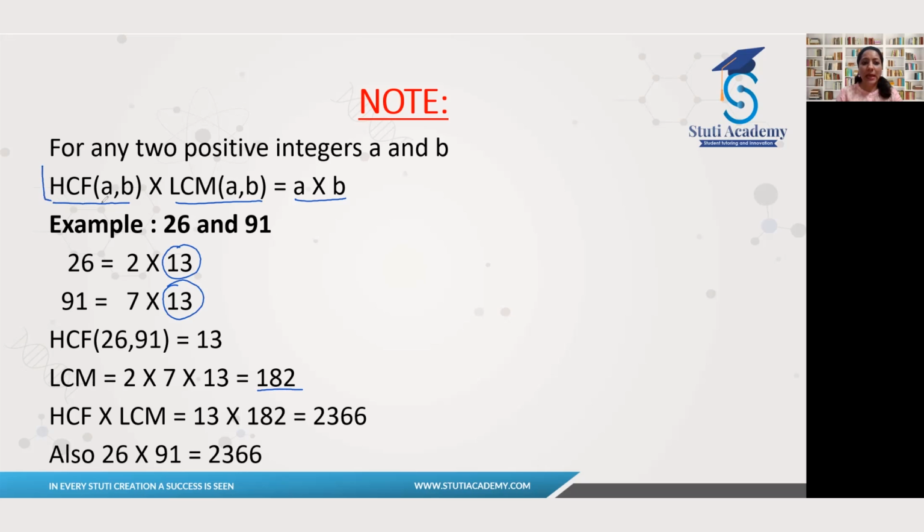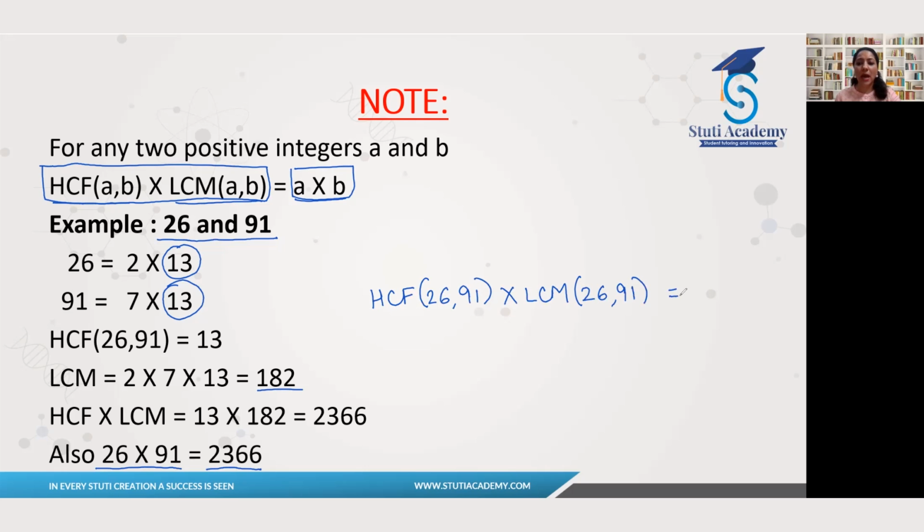So let us check the LHS here. Let us check the value of HCF into LCM. So HCF into LCM is 13 into 182. That is 2366. And now let us take the product of these two numbers, the given numbers which we have, 26 and 91. We are going to take the product of these two. So we again have 2366. So then we can conclude HCF of the numbers 26 and 91 multiplied by LCM of the numbers 26 and 91 is the same as the product of 26 and 91.